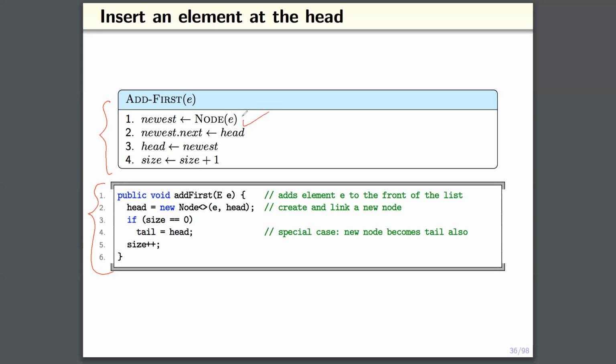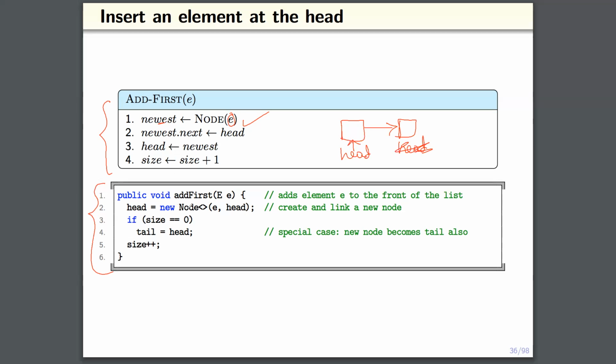Newest is the node, and that has this data E. You create a node, call it Newest. Newest points to that node. Now, Newest next will be the head pointer, right? Next, you will fix head. Head will point to Newest. That's it. So that is a simple logic, right? Size is equal to size plus 1.